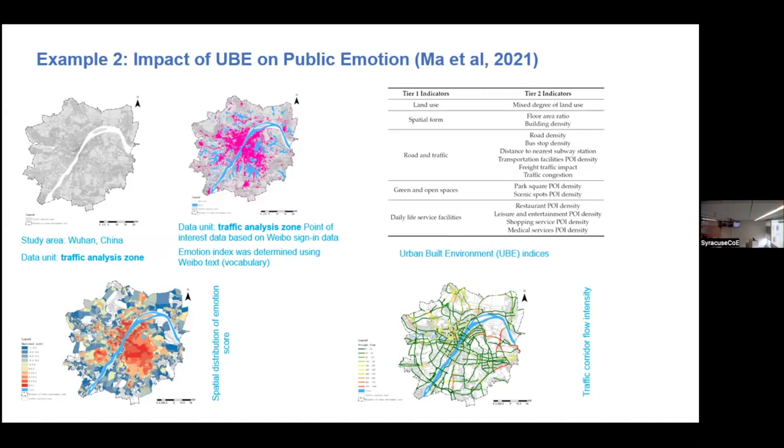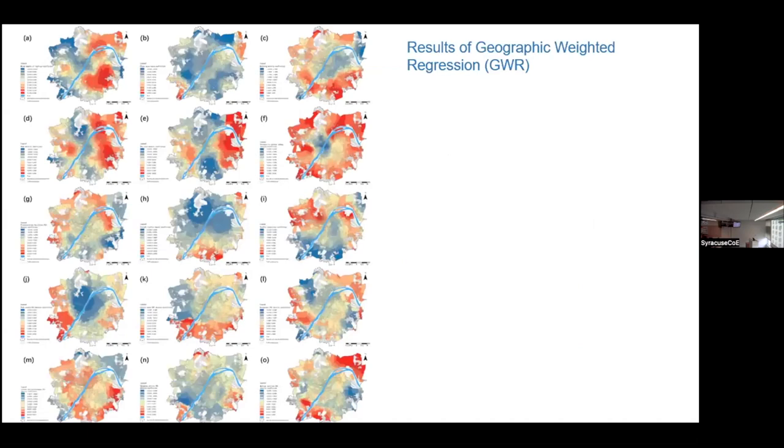And then what they did was that they run the so-called geographic weighted regression, GWR. And this is one of the common geospatial analyses. Essentially, this is a multilinear regression analysis. On the left-hand side, they have this emotion score. On the right-hand side, they have 13 variables they selected out of the table I showed you just now. And then they run the regression, linear regression, but this is a geographically weighted linear regression.